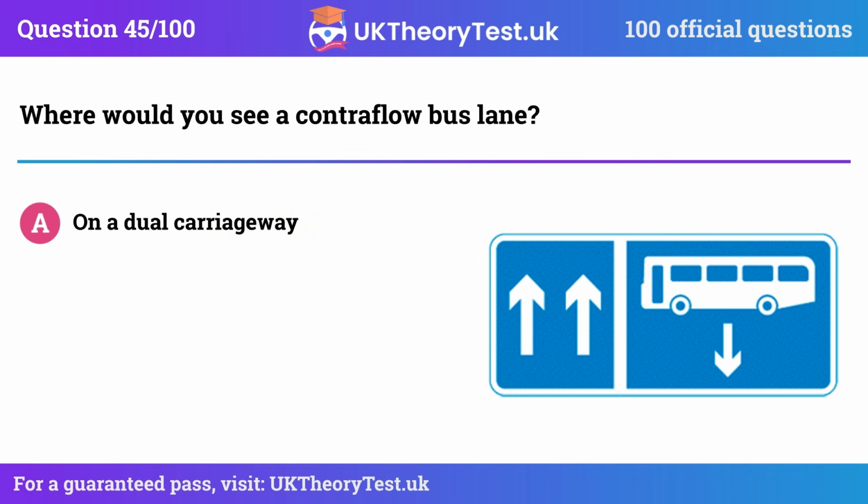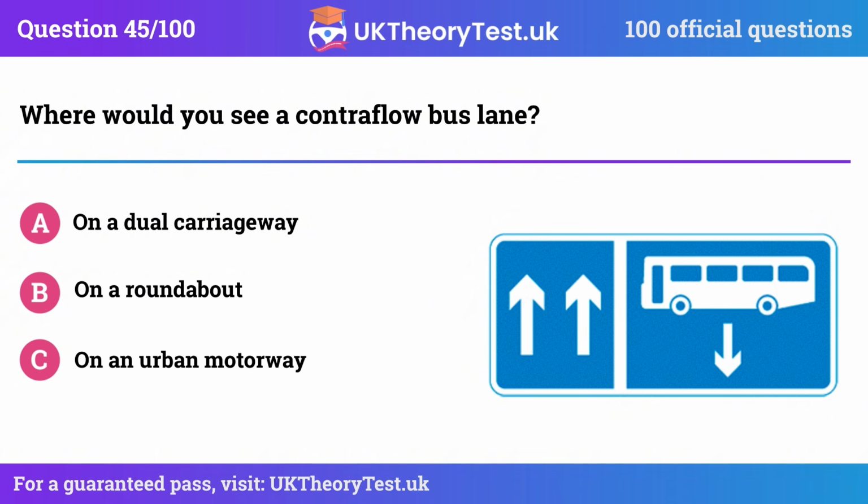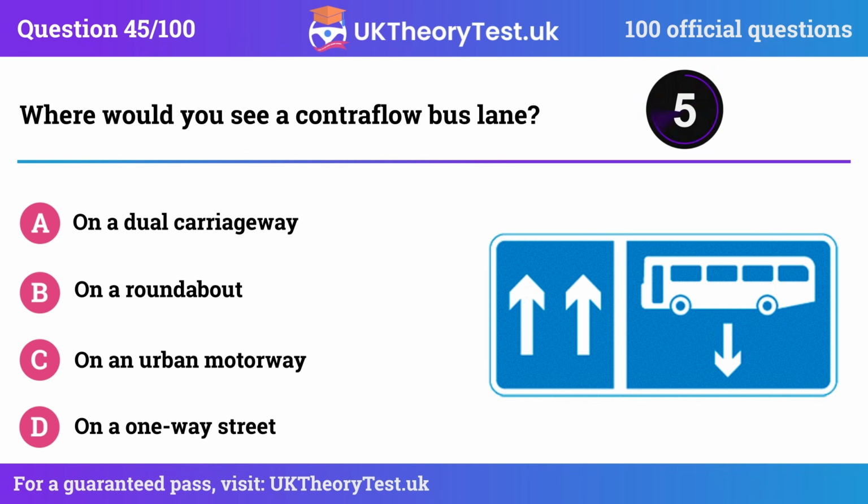A. On a dual carriageway. B. On a roundabout. C. On an urban motorway. D. On a one-way street.